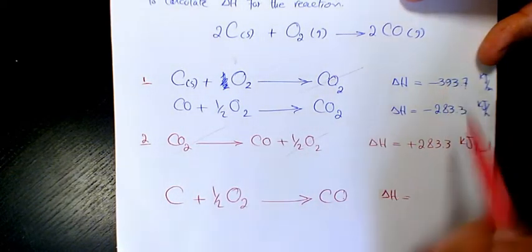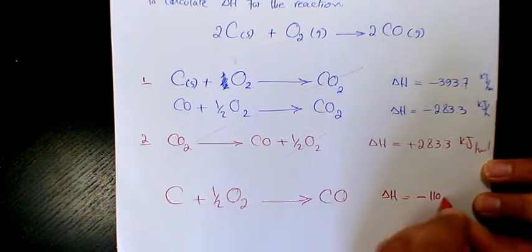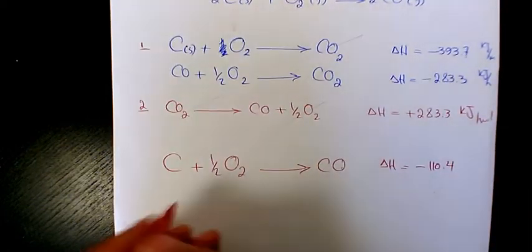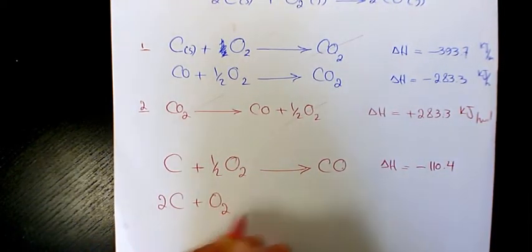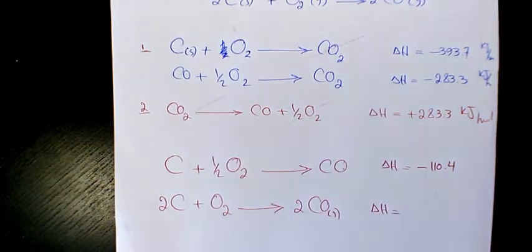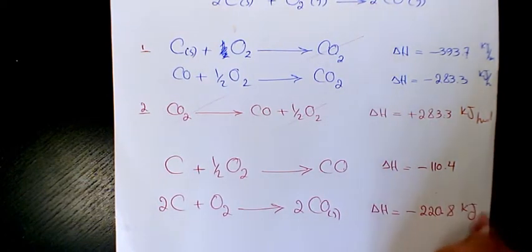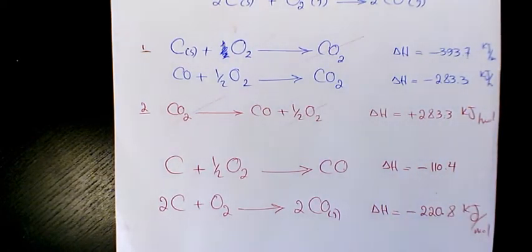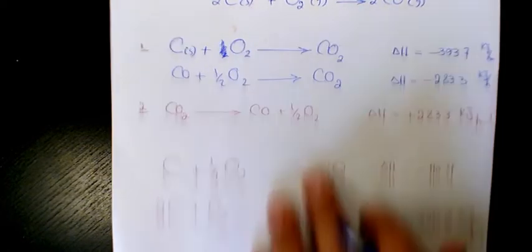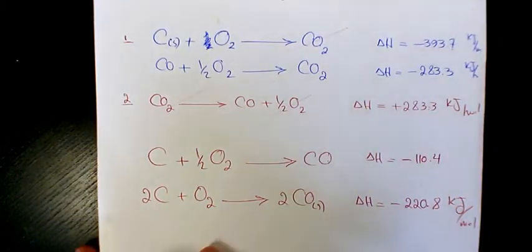So we need to add these two here. That's gonna give us 283.3 minus 393.7. It's going to be negative 110.4. If you multiply it by 2, 2C plus O2 is going to give us 2CO in gas phase. So delta H is going to be this number times 2, negative 220.8 kilojoule per mole. So that's the delta H of this reaction, 2C plus O2 gives us 2CO. That's exactly what we have in here.